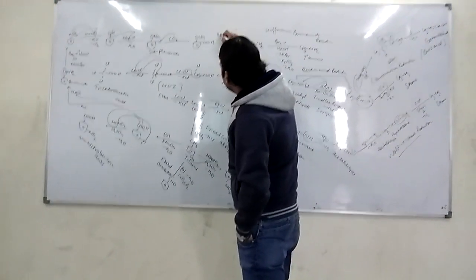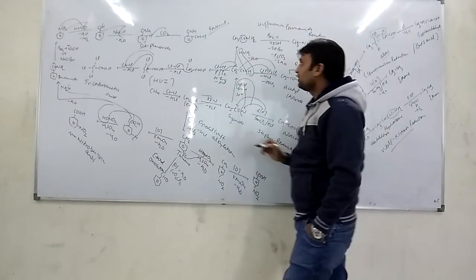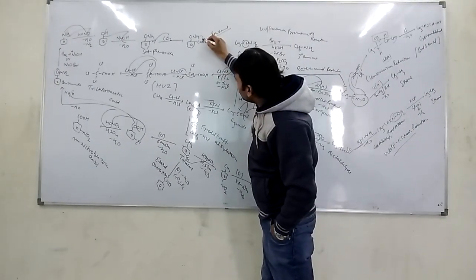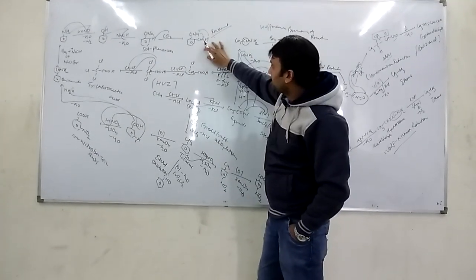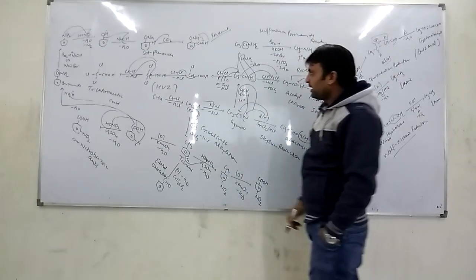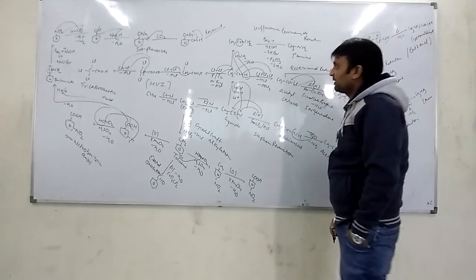So to make it more stable, rearrangement takes place. What is the meaning of rearrangement? Na comes to the position of H and H comes to the position of Na. This reaction is called a rearrangement reaction. And you know, rearrangement always takes place to increase the stability of a compound.